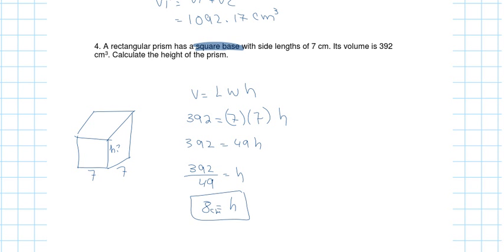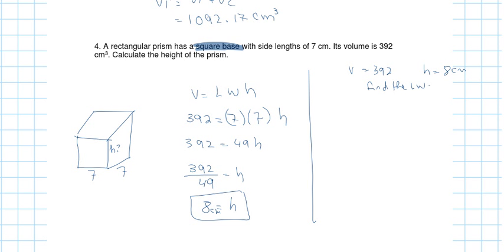What if I gave you the same question and I told you it's a square base? I didn't give you the side length, but I told you that the height is 8. How is that going to change? So it's a square base, volume is 392, and the height is 8. Find the length and width. What do you do? What do you know for the formula?